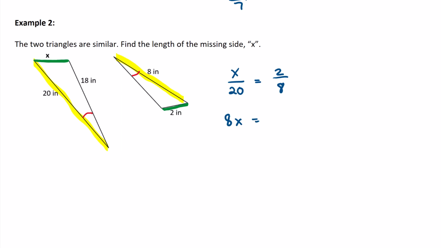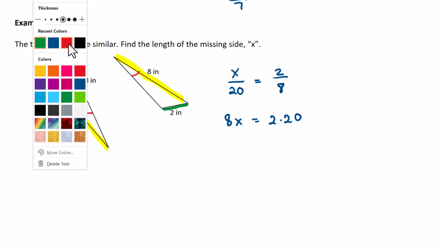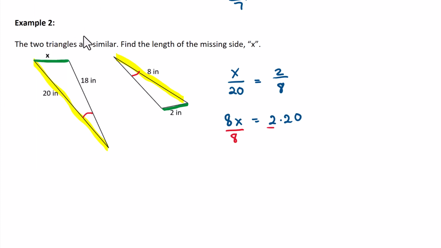8x is equal to 2 times 20. This is just clearing my fractions, and then I can divide both sides by 8 to solve for x. This gives me x is equal to 40 divided by 8, so x equals 5. So the side that I didn't know is 5 inches.